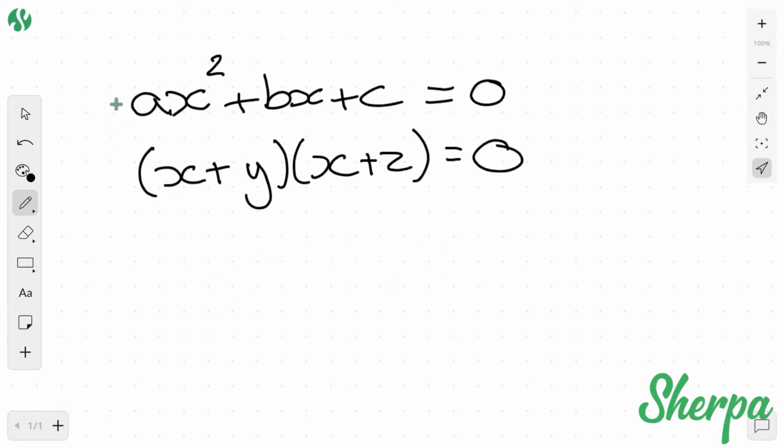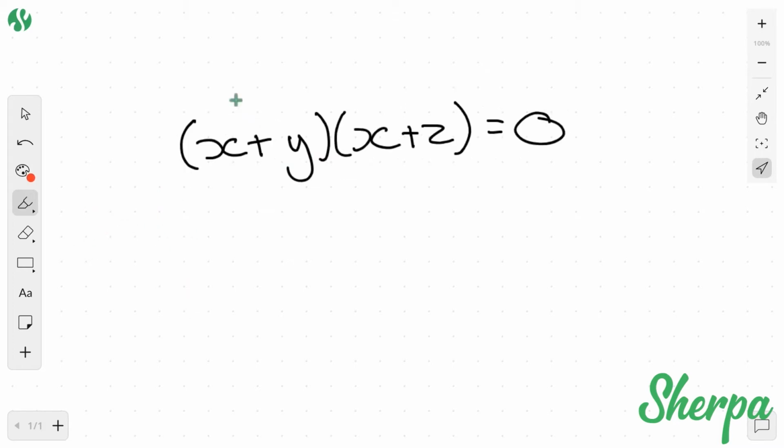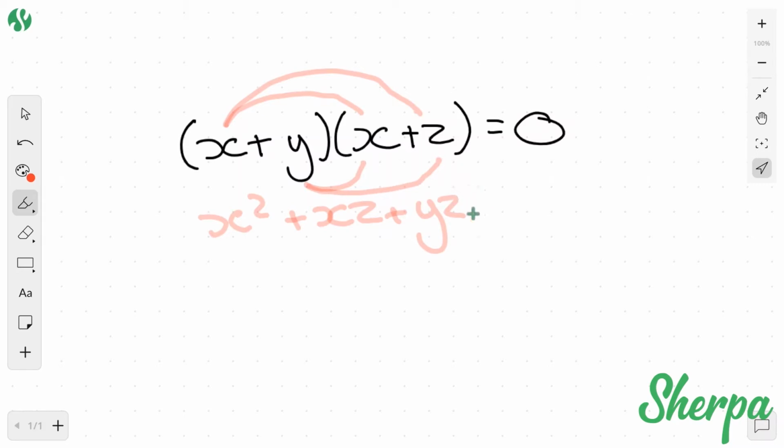So how do we go from this quadratic to finding its roots? Well, in order to do that, we need to understand how we go from the root to the quadratic. So I'm a fan of using what is called the moon method. So we take x times x, which we know is x squared, x times z, which we know is xz, y times z, which is yz, and y times z, which is just yz.